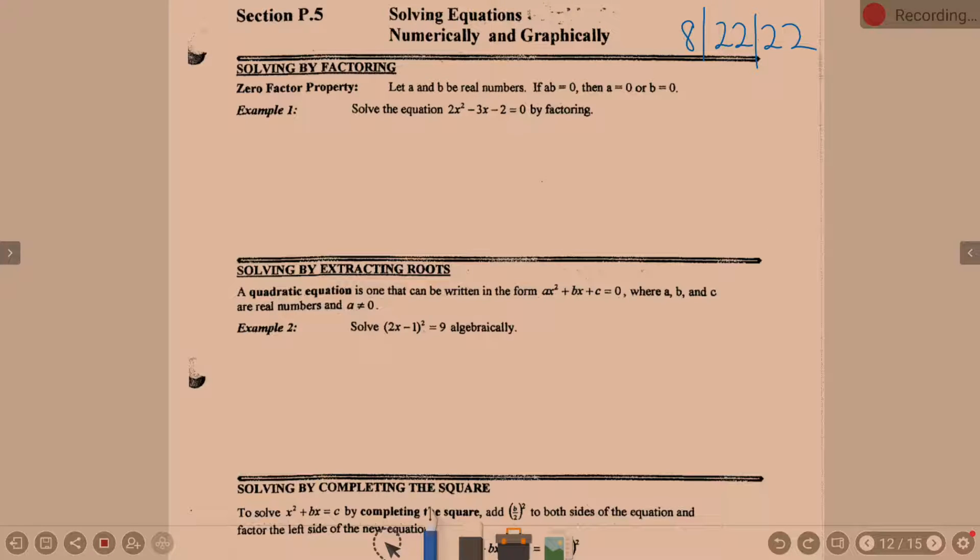Lesson P.5 is solving equations numerically and graphically. For the most part, it's using methods you already know to solve, and most of these equations we're going to be looking at are quadratic type. So it's really a chapter you did in Algebra 2 last year, all in one lesson this year. Okay? So, we're solving these quadratics for the most part.